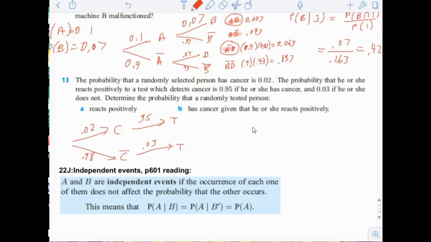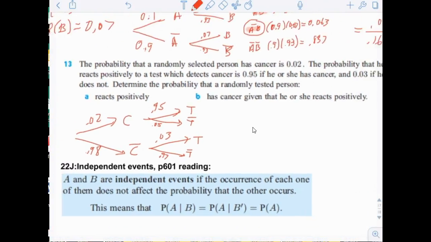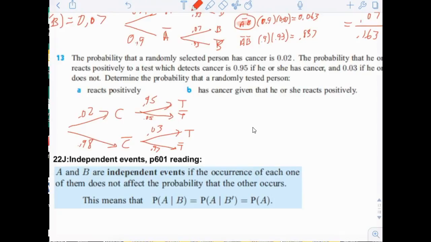Then, of course, the not T possibility is just the complement of each of these. So this would be 0.05, and this would be 0.97. Okay. Determine the probability that a randomly tested person reacts positively. So that would be which outcomes? It would be the outcome CT, and it would be the outcome C naught T. Right? Those are two outcomes in which it reacts positively.